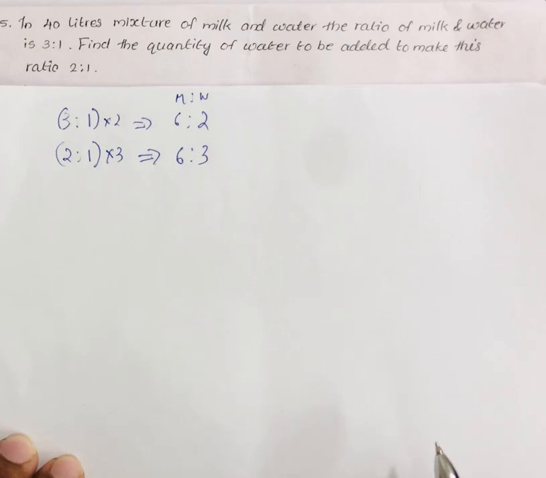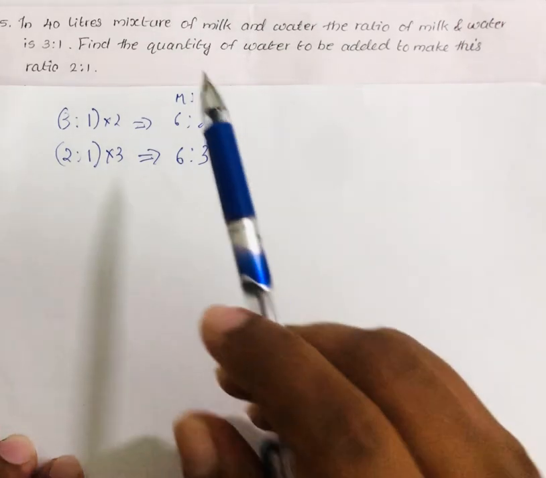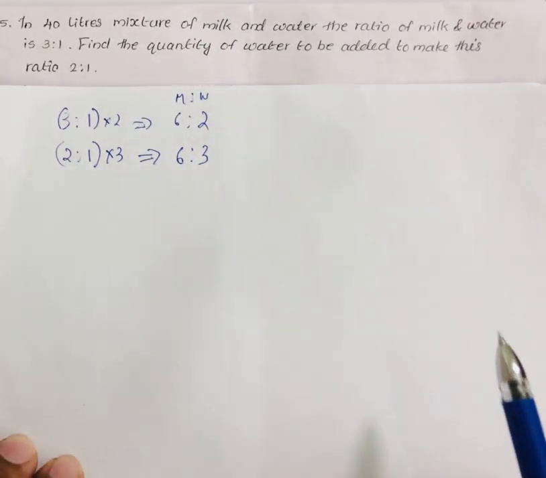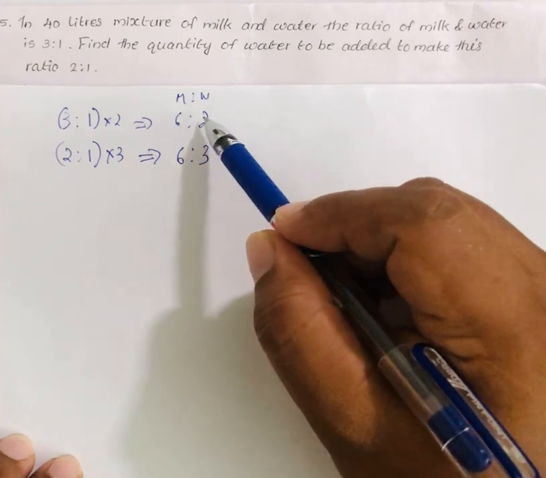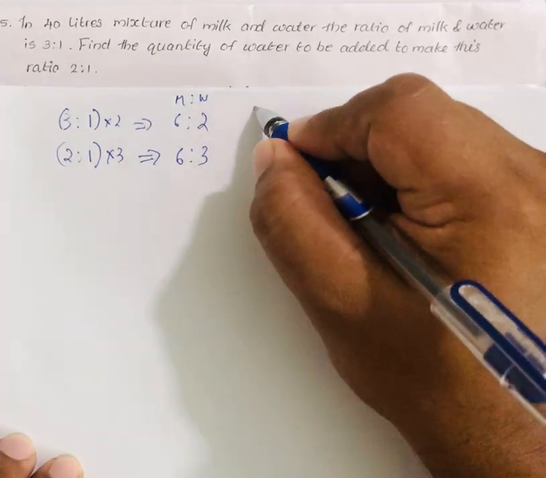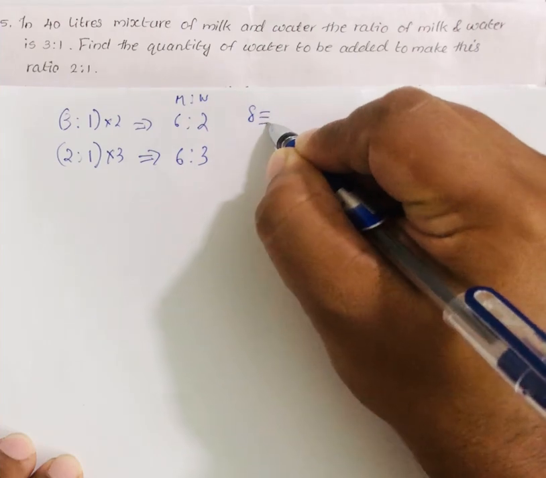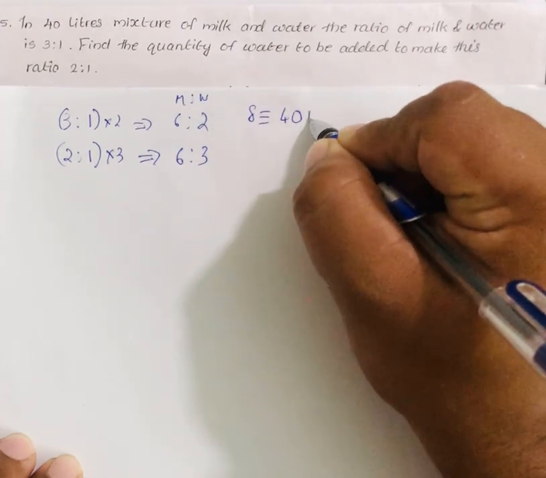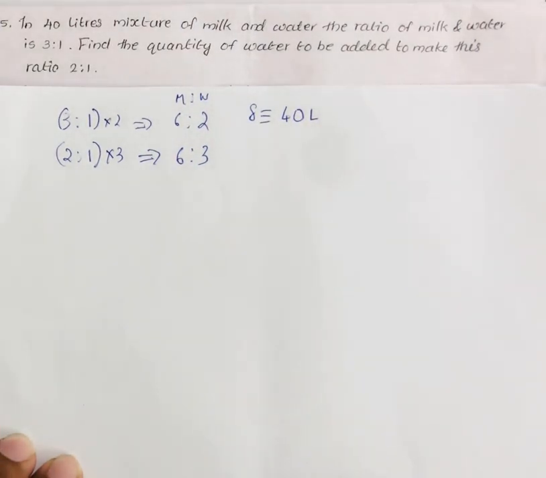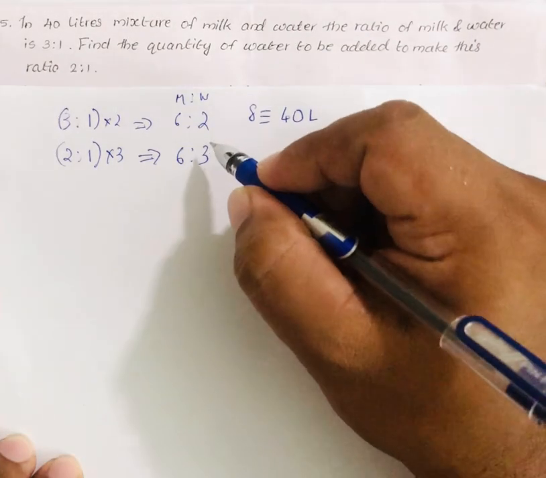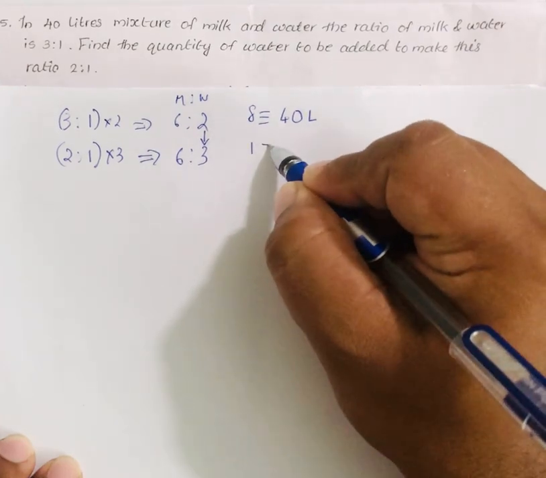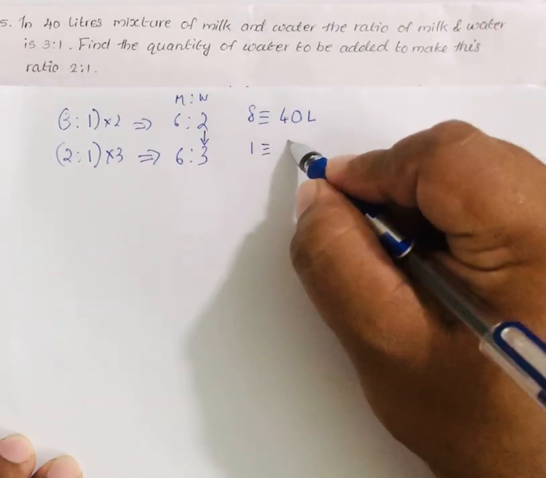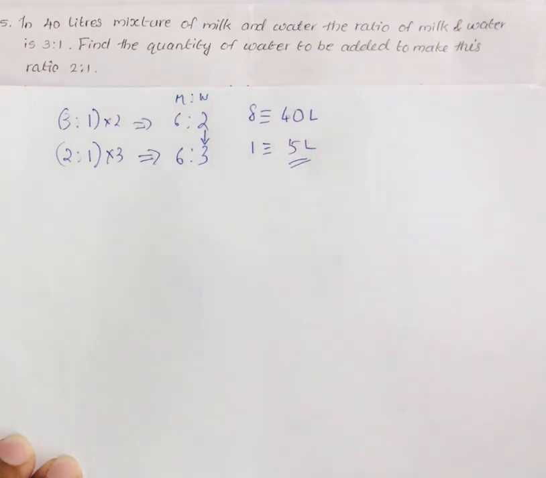Now what is given? In a 40 liters mixture of milk and water, which means the initial quantity is 40 liters. So now this 6 plus 2, totally 8 parts will be 40 liters. Now what do you need to find out? From 2 parts you need to make it 3 parts. So you need to find the value of just 1 part. So the answer is 5 liters.